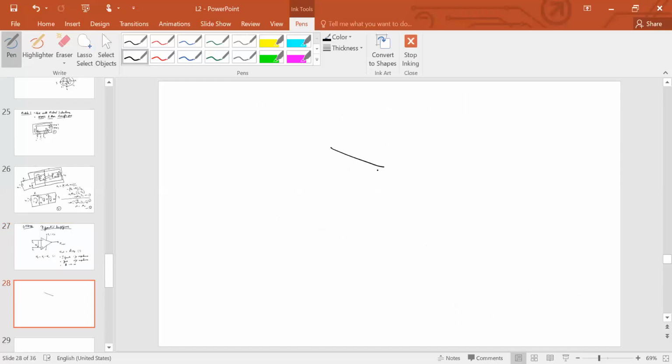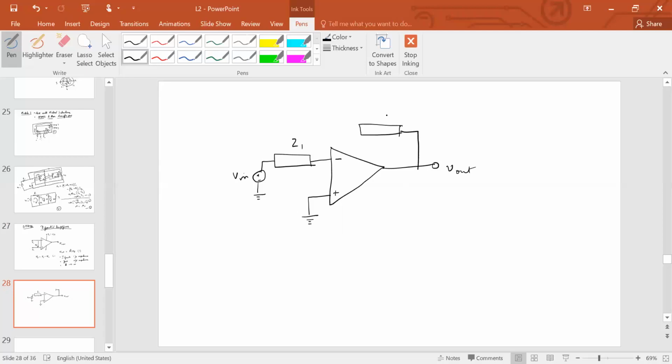Okay, so there are two types of inputs that can be applied to an op-amp. So first, let me consider an inverting input that is applied to an op-amp. Okay, so this is V out, and let's say this is Z1, and let's say this is V in, with this non-inverting terminal then earthed. All right, and this is Z2, like so.